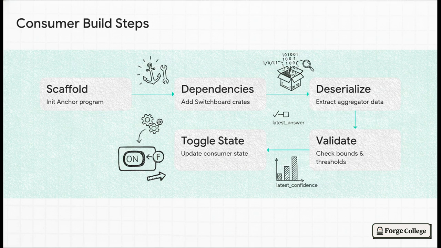Third, and honestly, this is where the magic happens, you deserialize the aggregator data. You read those raw bytes and extract the latest answer and latest confidence. Fourth, you validate those exact values against your acceptable thresholds. And fifth, if everything looks good, you toggle your consumer state, like flipping an isActive boolean to true.